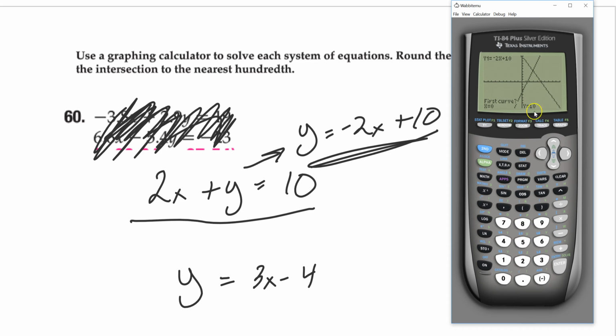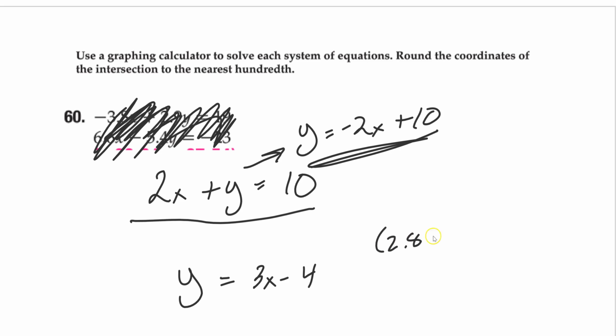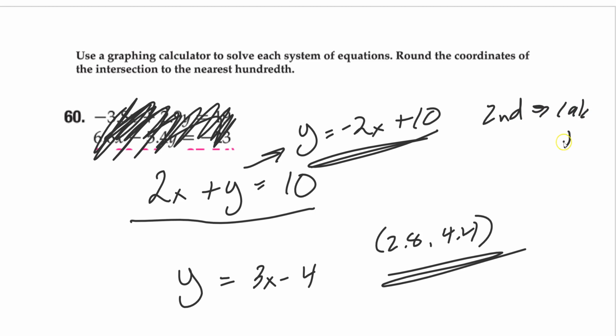Now it's going to ask you a question: what's the first curve? If you move it around a bit, I'm on this curve right here. Just press enter, that's the first curve. Then we'll jump to another curve. If you move it around again, you see it's on this other curve. It's the second curve, so you press enter. Then it says guess, and I'm like, yeah, of course I want you to guess. Why are you wasting my time? Hit enter again, and you get the answer, 2.8 and 4.4. That's how you solve on the calculator. You put them in y equals form, you graph them, then you find the intersection by going to second, calc, and then intersect. And there you go.